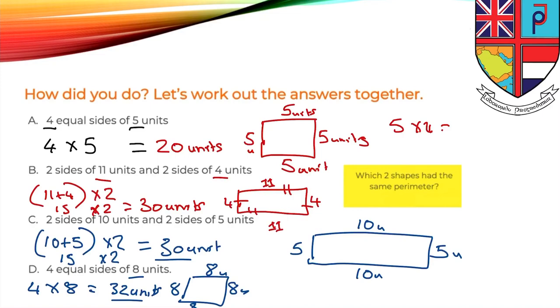Let's go back though. Have a look at this yellow box. Which two shapes had the same perimeter? And if you answered B and C, you would be correct. So the shapes will be different. They'll look different, but their perimeters are both 30 units if you use centimeters or whatever you're using. So they had exactly the same perimeters, but slightly different looking shapes. Bear that in mind as well for the future.